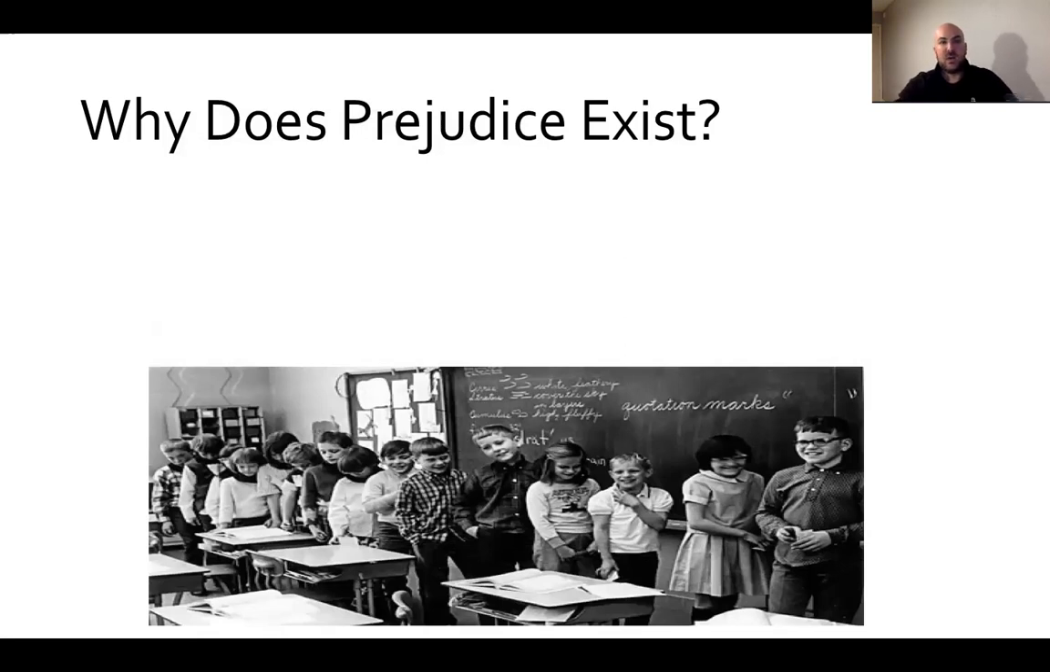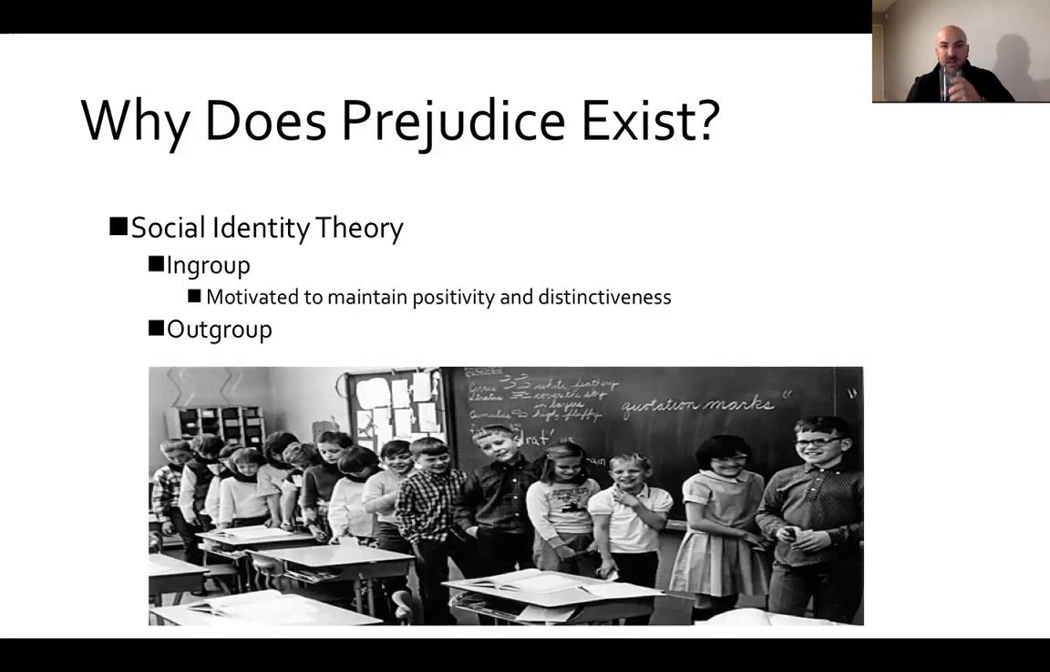The next theory I want to talk about is social identity theory. Social identity theory argues that whenever you have two groups, people are going to identify with one group, right? The group that they belong to is called the in group, and the group that they don't belong to, the other, is referred to as the out group. And according to social identity theory, people maintain a positive and distinct identity by belonging to certain groups.